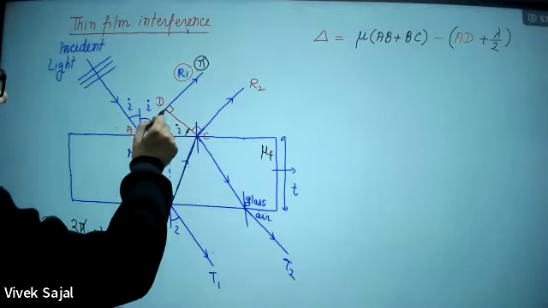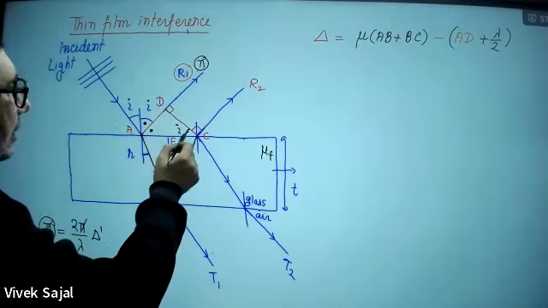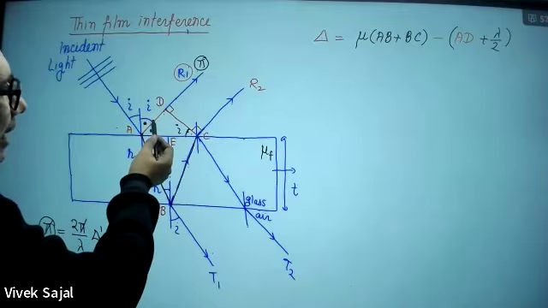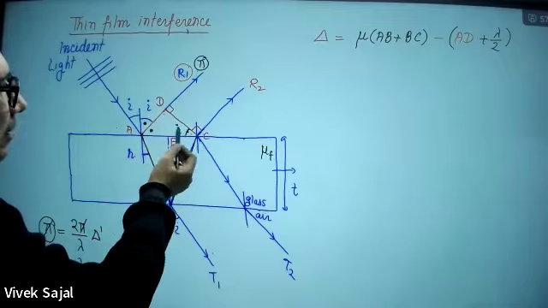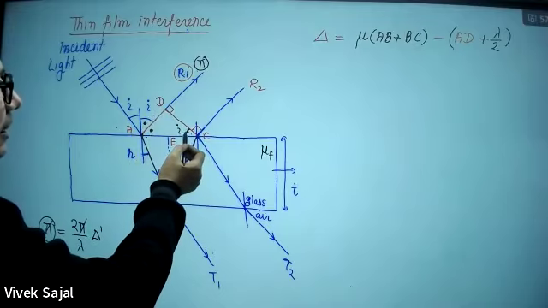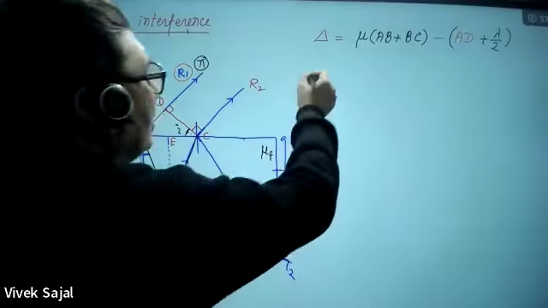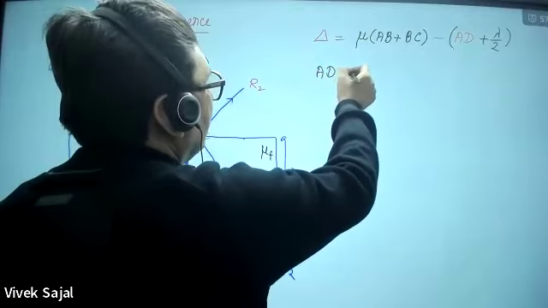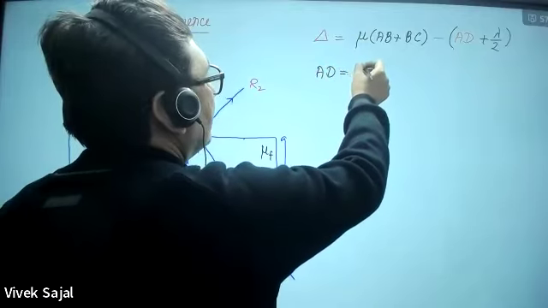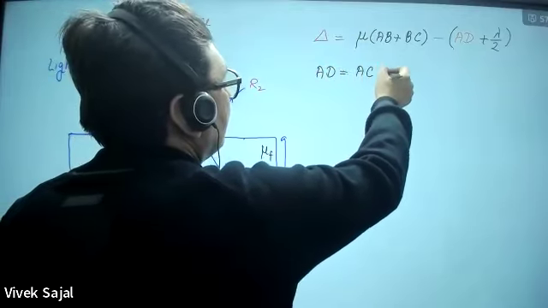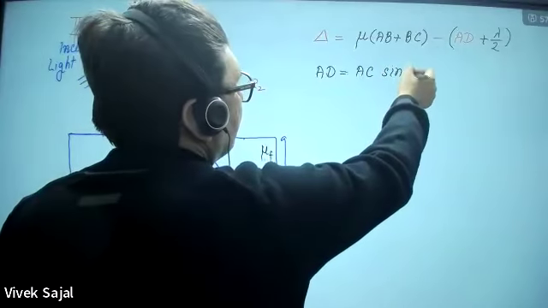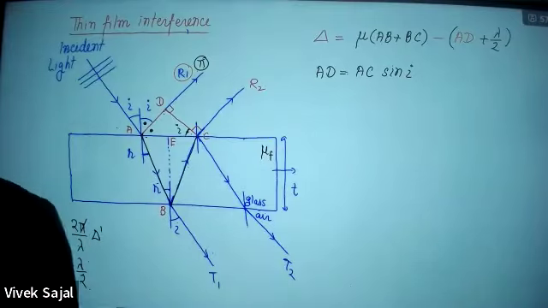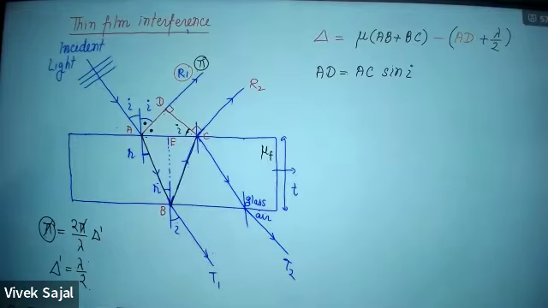Try to understand. This AD, if you want to write, this is AC, and this angle is I. This is 90 degrees, so this will act as the perpendicular. So what will be the perpendicular? That will be AC sin I. If you look at this triangle, AD will be AC sin I. What will be AD? AD will be this one. Is it okay?